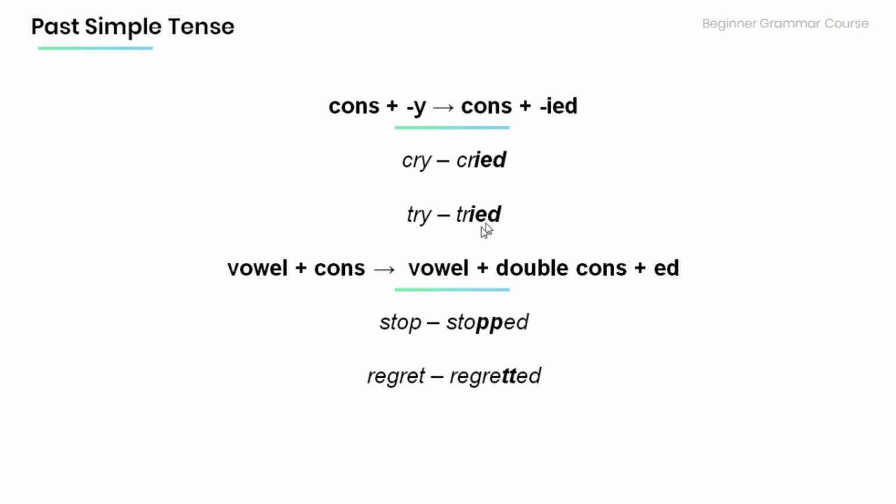Try, tried. And when a word ends with a vowel and a consonant, we keep the vowel, double the consonant, and add ed, as in the example below. Stop, stopped. Regret, regretted.